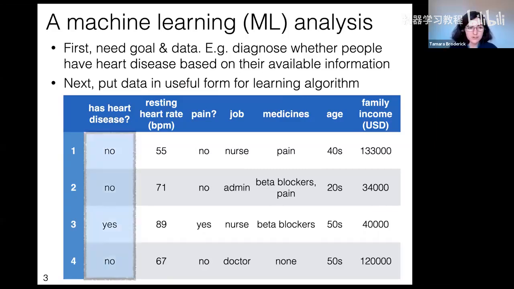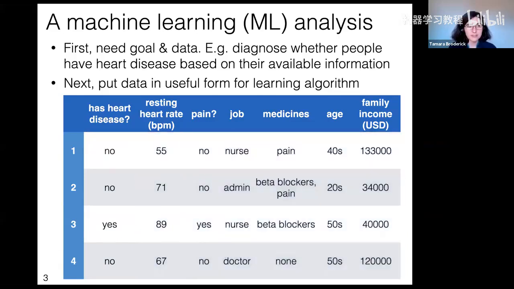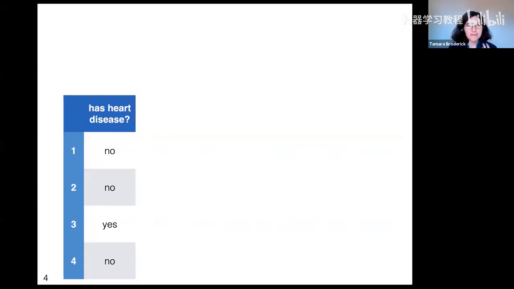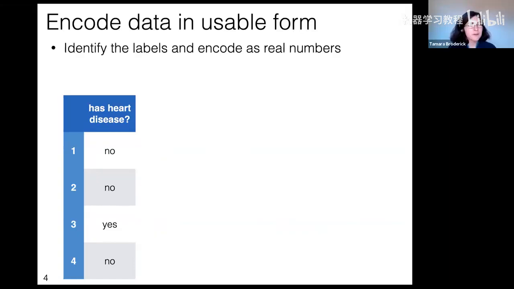Okay, so we'll notice again that there's already this breakdown into labels and features, but let's make that explicit. And so that'll be our first order of business. Let's first isolate our labels and make sure that we can put those into our algorithm. We want to encode this data in a usable form by the algorithms that we have. And we've sort of already talked about this with labels, but let's just make this explicit. We want to identify them and encode them as real numbers.